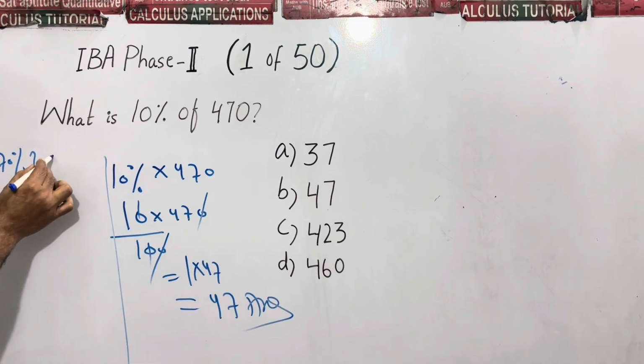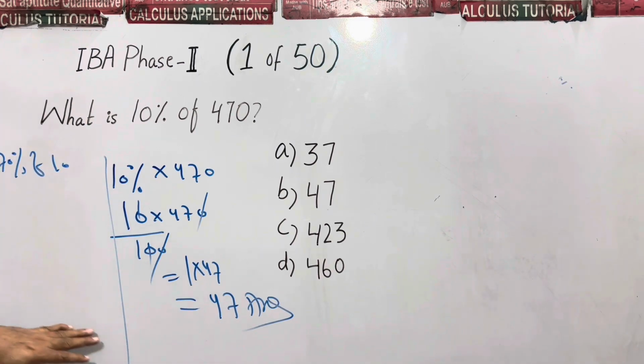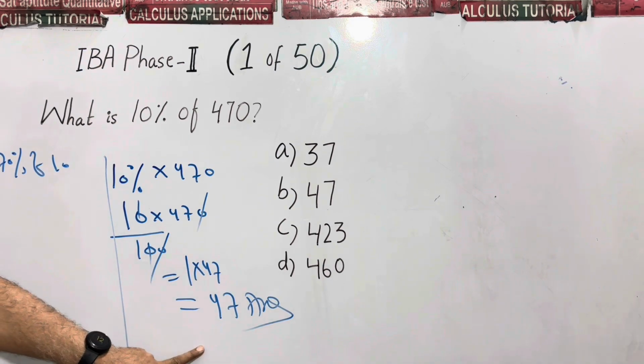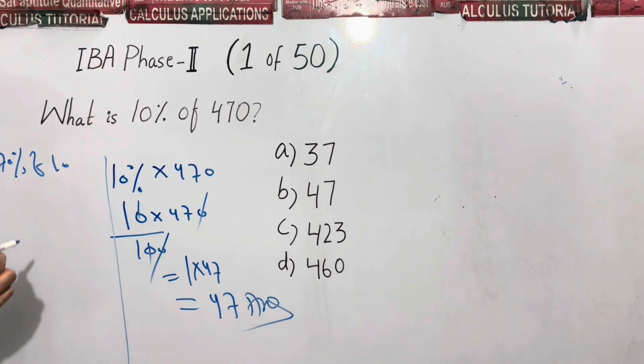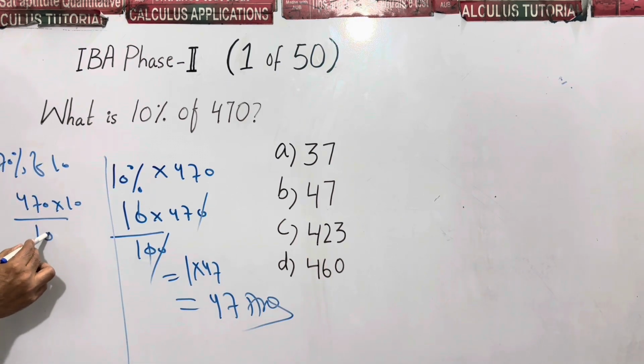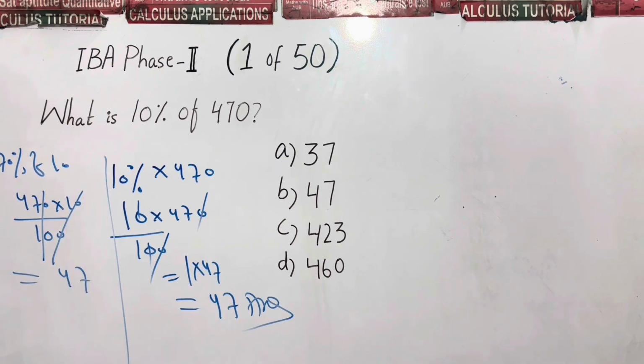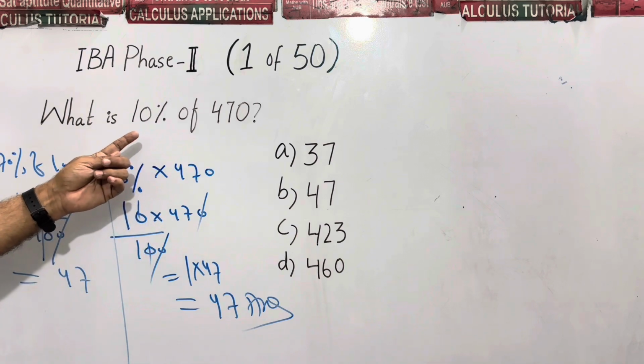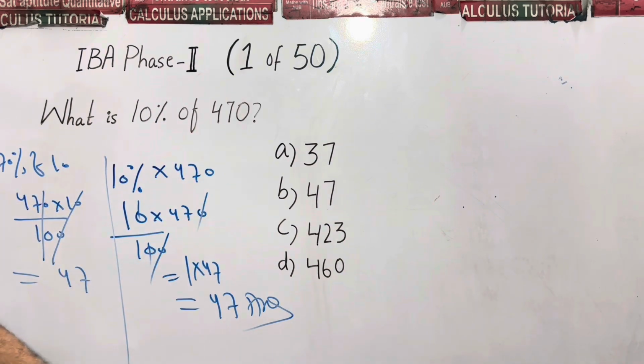470% of 10 also gives us the same result. Let's see. 470 times 10, to remove percent divide by 100. Cancelled out. 1 into 47, 47. Either it is given to us as 10% of 470, it's 47, or 470% of 10, it is also equal to 47.